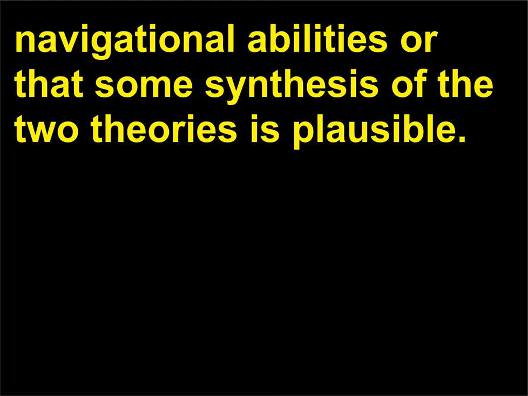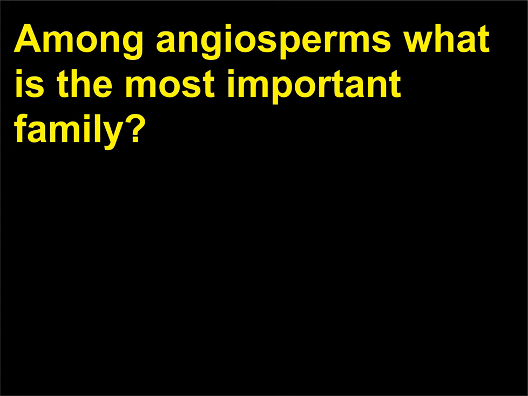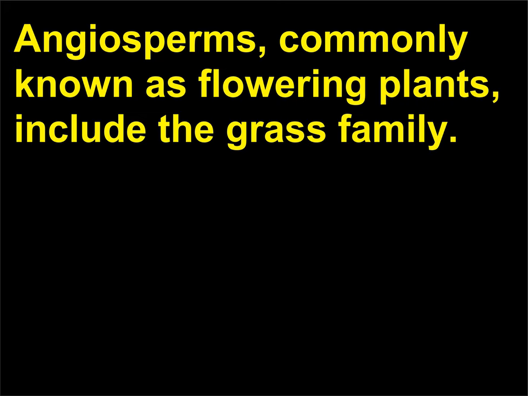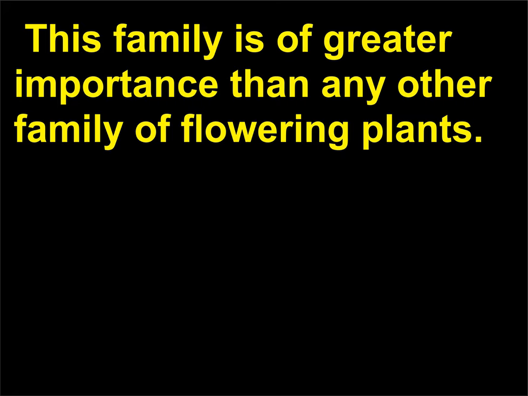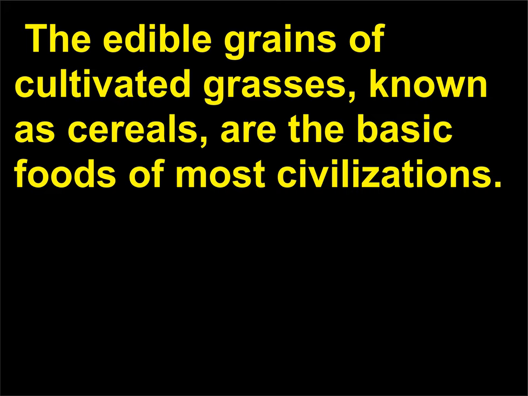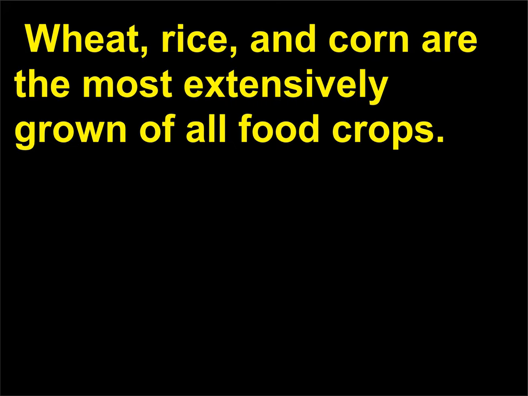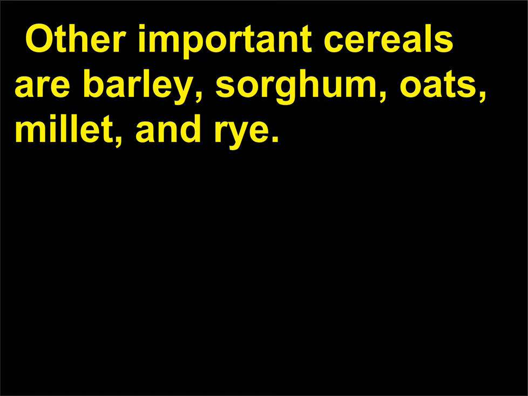Among angiosperms, what is the most important family? Angiosperms, commonly known as flowering plants, include the grass family. This family is of greater importance than any other family of flowering plants. The edible grains of cultivated grasses, known as cereals, are the basic foods of most civilizations. Wheat, rice, and corn are the most extensively grown of all food crops. Other important cereals are barley, sorghum, oats, millet, and rye.